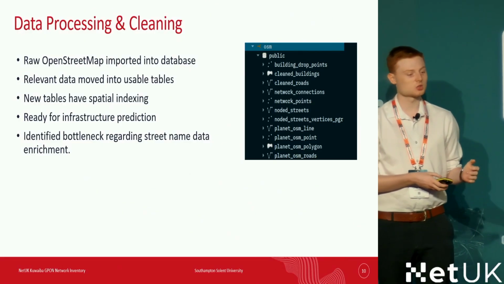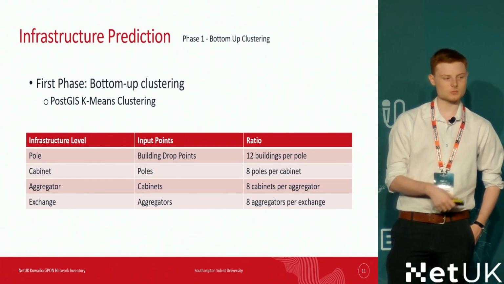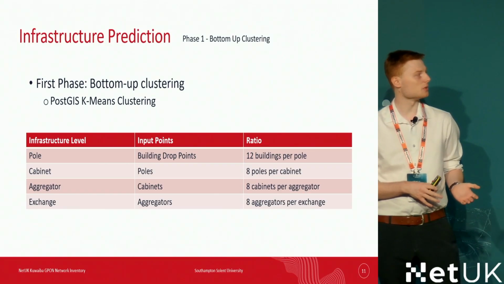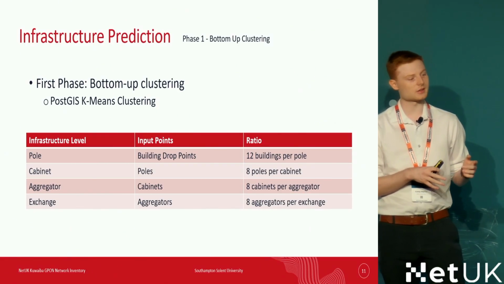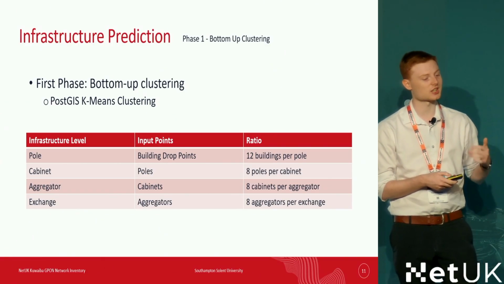Then we ensured they put it in a fresh database so it's clean for the infrastructure prediction. So the infrastructure prediction itself uses a PostGIS K-means clustering. We have 12 buildings connected just to a single pole, and then 8 of those poles connect to a single cabinet, and that would scale all the way up to an exchange level.